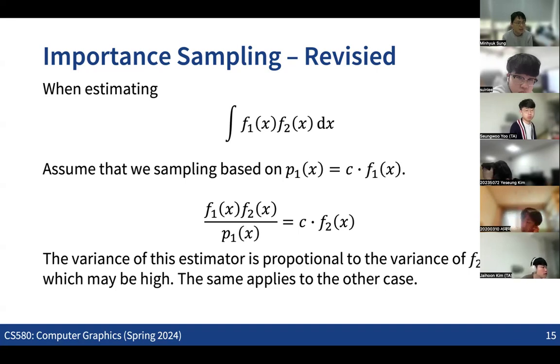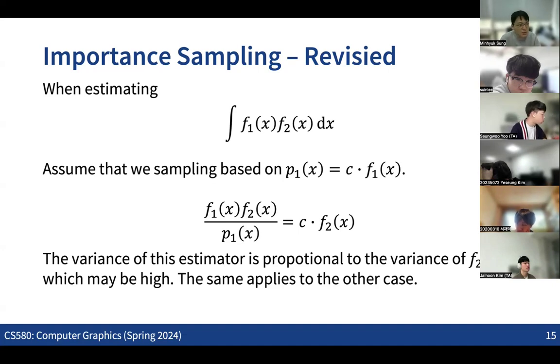But still, in this case, what we can see is that the variance of the output becomes proportional to the variance of the function f2 here, which may be high, right?